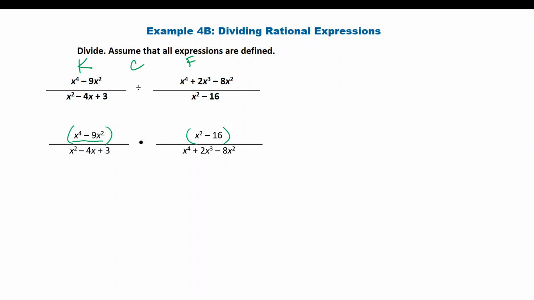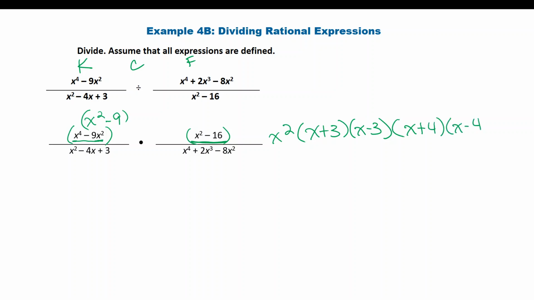So here I see that I can factor out an x squared out of both of these. So that would leave me with x squared, and then that would leave me with x squared minus 9, which is the difference of two perfect squares. So that's x plus 3 and x minus 3. Over here, I see that's the difference of perfect squares. That's going to be x plus 4 and x minus 4.